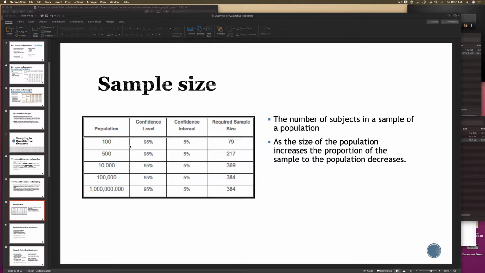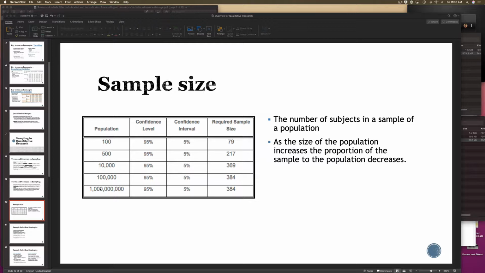There are charts that show this. If you have a population of 100 people and you want to make some conclusion about them where you're 95% confident that the differences are real, you actually need a very significant percentage of the population in your sample. So you need 79 out of the 100 people to participate.